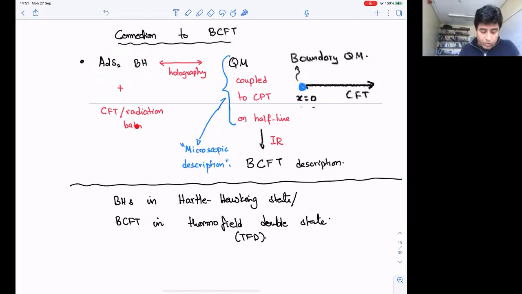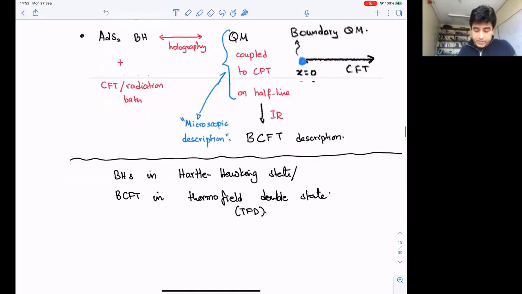That's because the ADS2 black holes plus CFT radiation baths is kind of a semi-classical gravity description from which we get this island paradigm by looking at these saddle points. But via holography, we have a more microscopic description of this system as a quantum mechanical system. In particular, in the infrared, we have a particularly simple description, which is just CFT with a boundary. And so we want to basically see what aspects of the physics that we can understand using this BCFT description can actually be captured by holography, by this ADS2 black hole plus the CFT radiation bath.